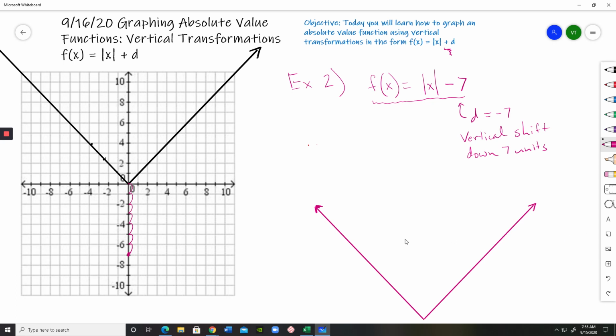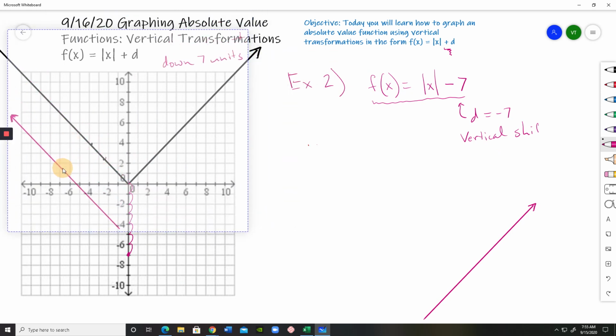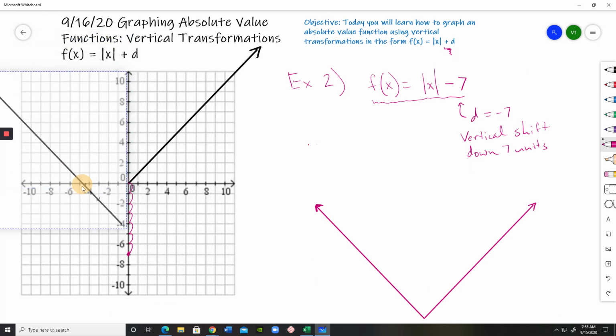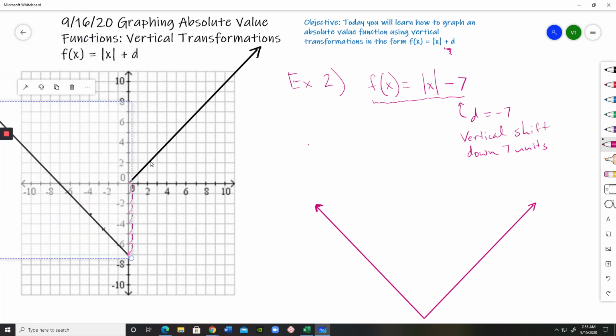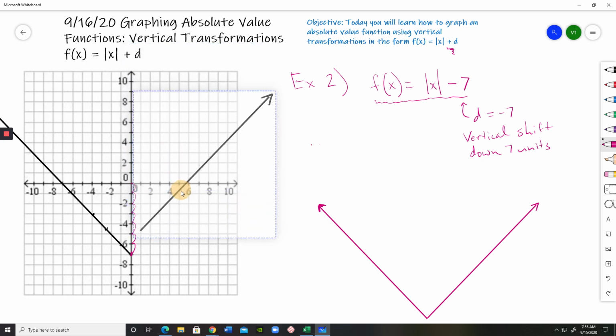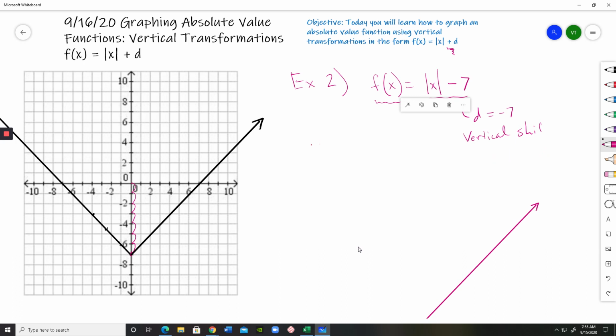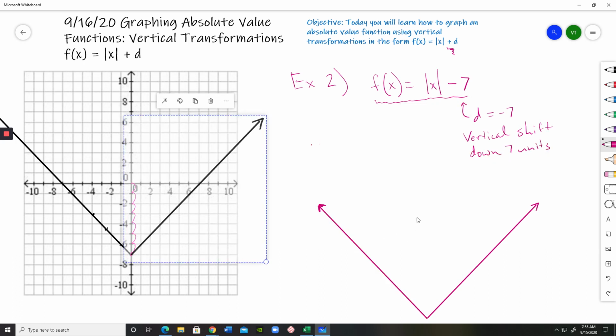It's not going to change the shape in any way because the only transformation is moving down 7. So basically we're going to take the exact same shape and we're just going to move it down 7. And so this would be our new graph. Instead of being at the origin, it is now shifted vertically down 7.